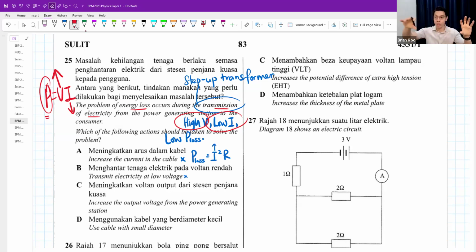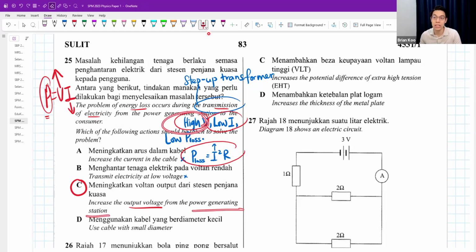Then the energy is going to flow through the transmission cable now with a very high voltage and low current. It flows. Of course, there's going to be some energy loss, but it will be much less because there is a lot less current. Okay, increase the output voltage is the answer, which is whatever I just mentioned. I want a high voltage from the power generating station. Use cable with small diameter. Confirm wrong because that increases the resistance. Okay, use a thinner cable will increase resistance, which makes it worse. You can find this in your transformer topic, chapter 4.3.